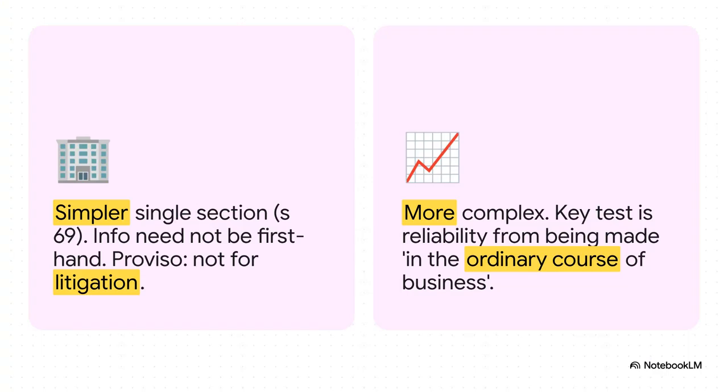So, the Commonwealth Section 69. It simplifies things quite a lot when it comes to business records. But don't get complacent. You see that little proviso down there? A record can't have been prepared for litigation. That is a classic exam trap. If a document was created because someone had an eye on a future court case, Section 69 is not going to help you, no matter how much it looks like a standard business record.